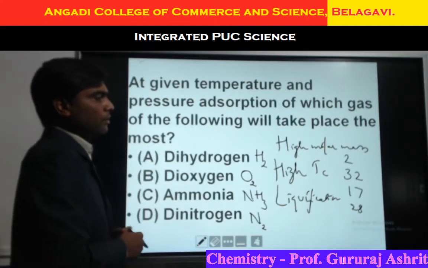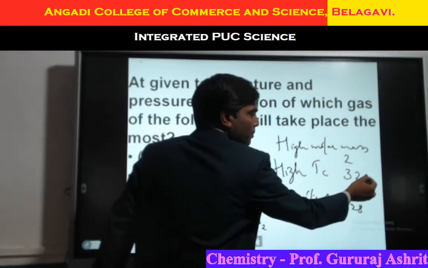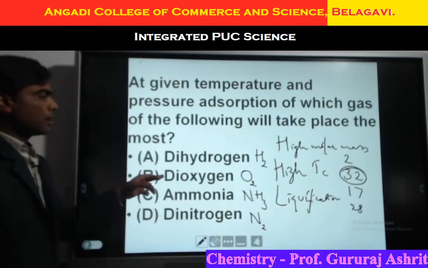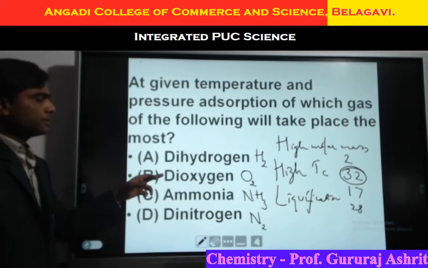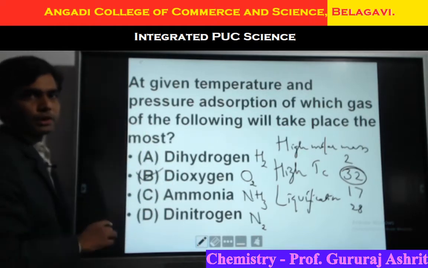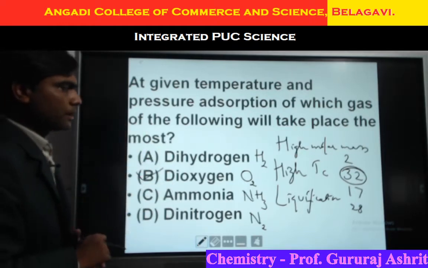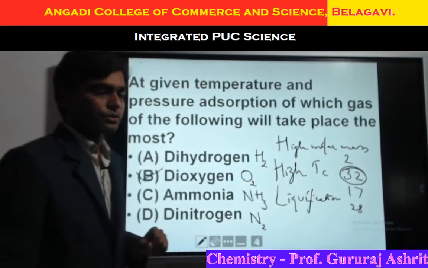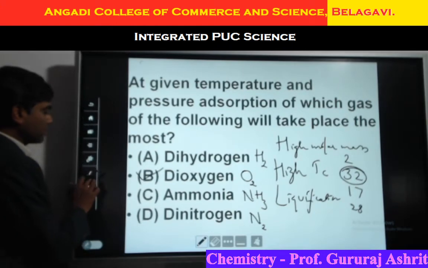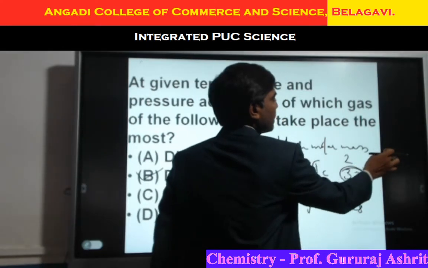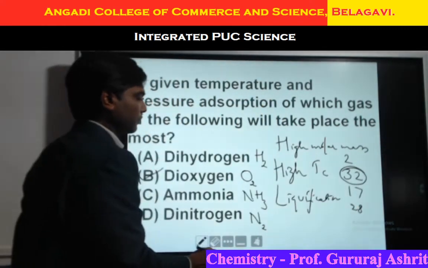Okay. So now among all 4 numbers, 32 is the largest, which is the molar mass of dioxygen. Hence, dioxygen will adsorb more on the surface of the adsorbent. Which will be less? Dihydrogen will be less. Okay. So this was the question regarding the critical temperature and liquefaction of gases.